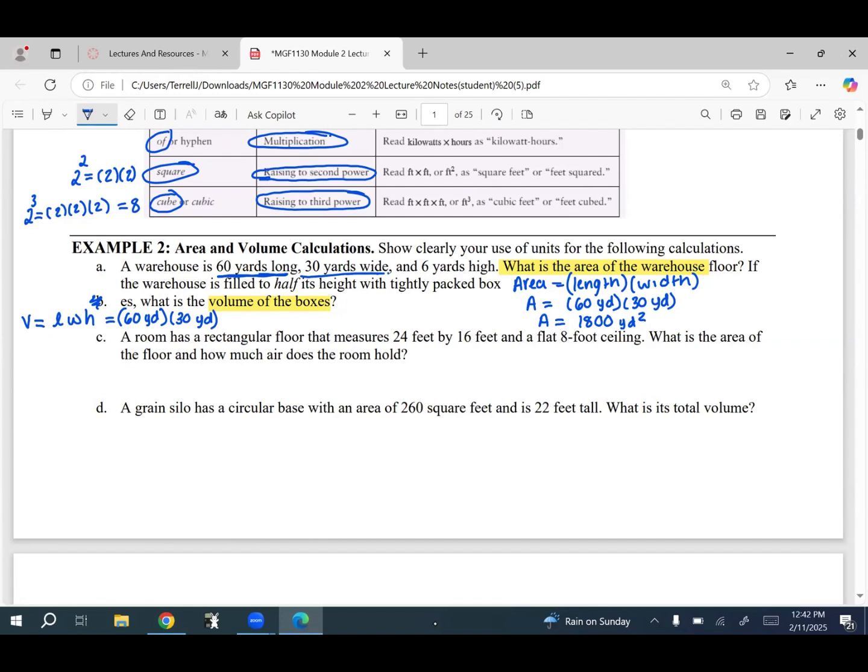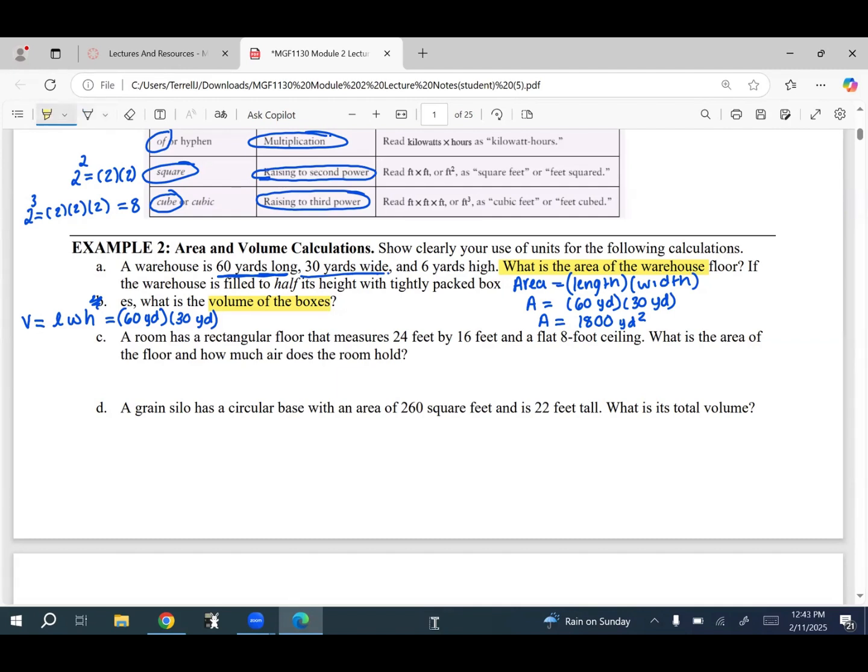I know it says the height of the warehouse is 6 yards, but look what it says. If the warehouse is filled to half its height with tightly packed boxes, what is the volume of the boxes? I'm not looking for the volume of the warehouse. I'm looking for the volume of the boxes. So what is the height of the boxes?